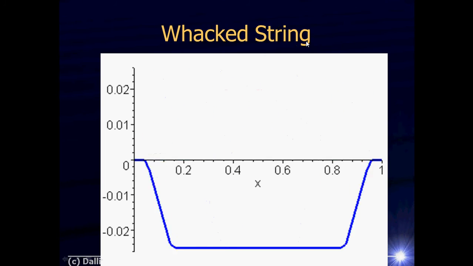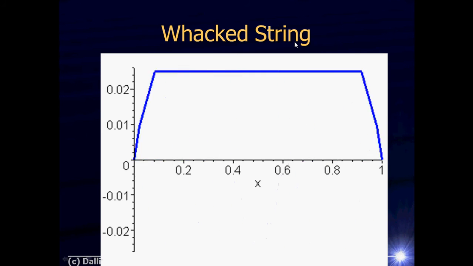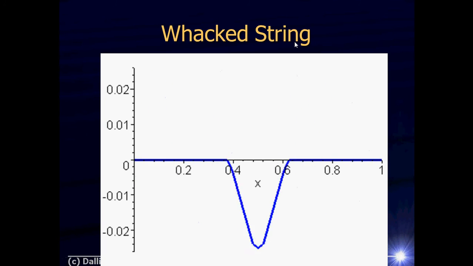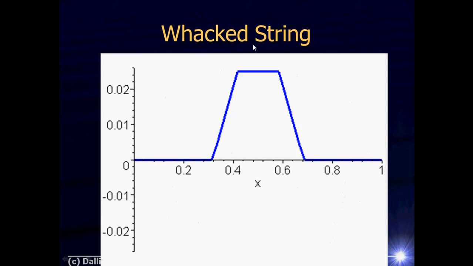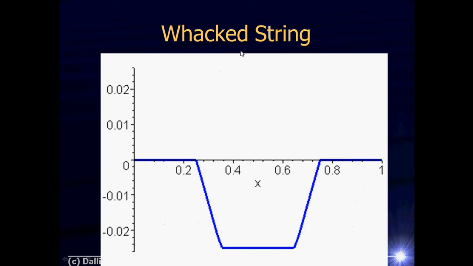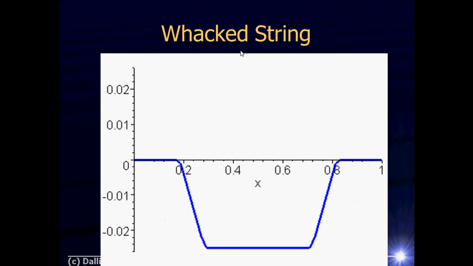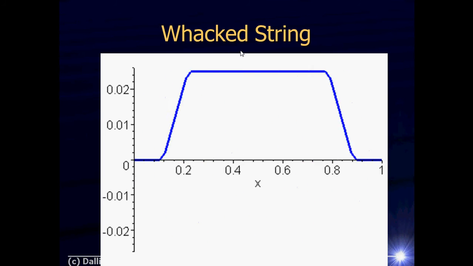Here's an example of a whacked string, like a piano. A piano string, you don't pluck it, you don't pull the string out and let it go. You whack it with a hammer, so you can kind of imagine at time t equals 0, the string is flat, but some little piece of it has a velocity to it. I solved this. I just did a Fourier series of my initial state, multiplied each term by the time dependence, and here's what my string does.